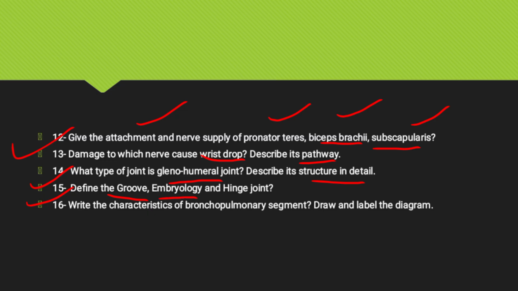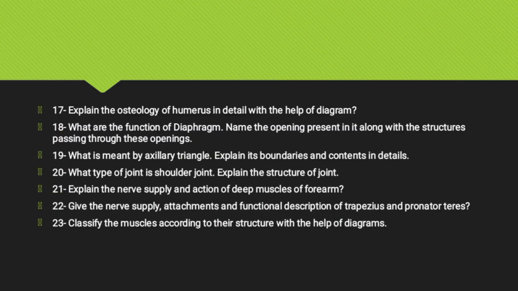The term groove. Embryology is the development of a human. And the hinge joint, this is also a subtype of a synovial joint. Write the characteristics of bronchopulmonary segment. It is present in the respiratory system. Draw and label the diagram.